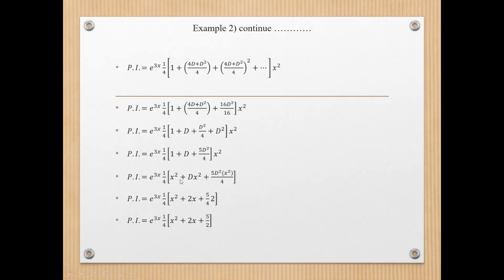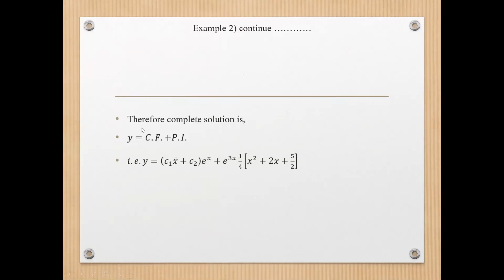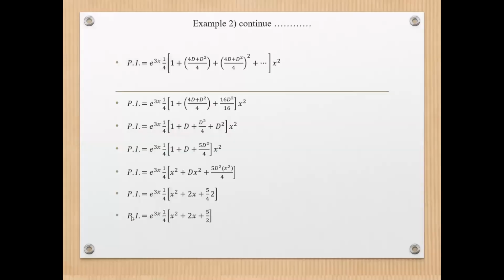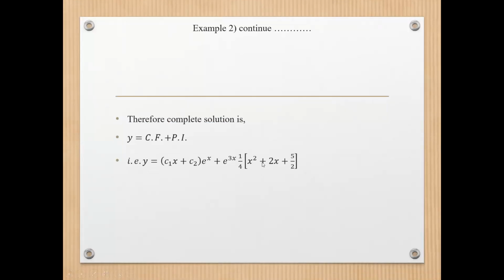In this example, the very important thing is that here is a minus sign. This is the particular integral of this example 2. Now write the complete solution of this equation: CF plus PI, and y is equal to c1 x plus c2 into e raised to x, plus this PI. We have just obtained e raised to 3x, 1 by 4 into bracket x square plus 2x plus 5 by 2, but here is a minus sign, so we have to write a minus sign here.